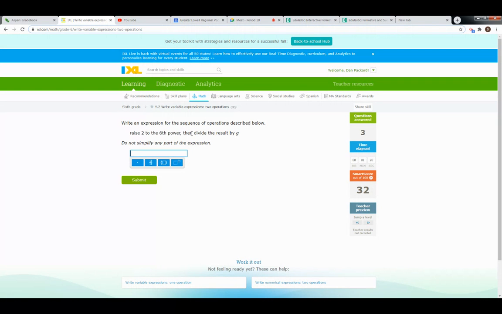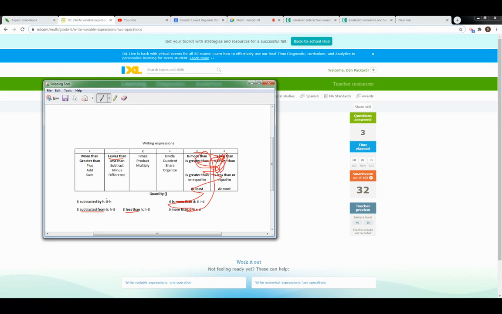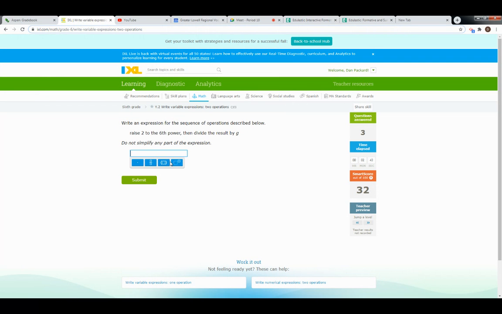Raise 2 to the 6th power, then divide the result by g. So since we're dividing the result by g, this is the result. Okay, so the result is this first part. And subtracted by, if I check my notes, subtracted by does not change the order. 8 subtracted by h is just 8 minus h. So here, I'm going to use the fraction symbol, and it's just going to be 2 to the 6th and g underneath. Where's g on the keyboard? There it is.